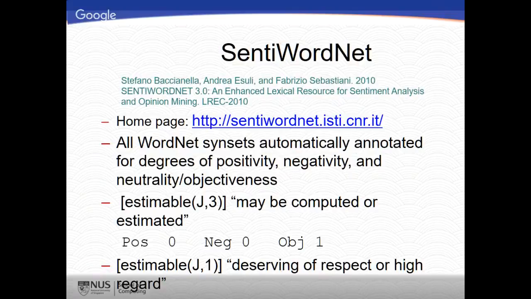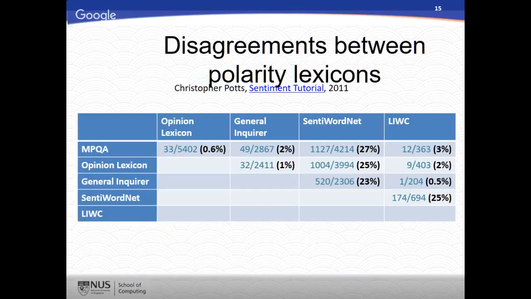Recall a synset is the meaning of each word. So, for example, for this estimable synset, it is not a sentimental word. It's just an objective statement. But for this one, it is a positive word. Oh, yes, slides cannot show it. Sorry.